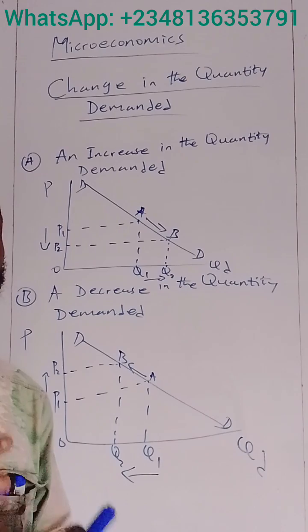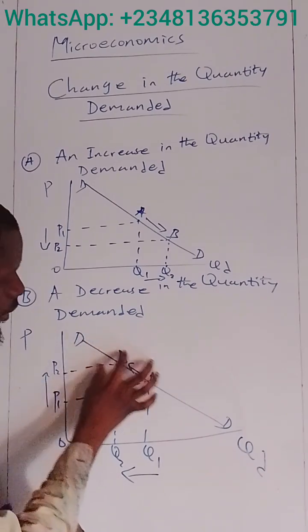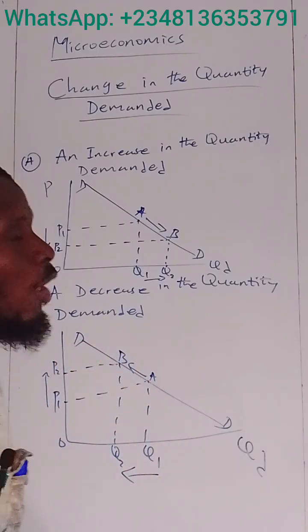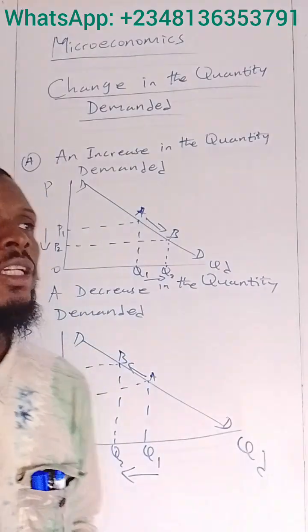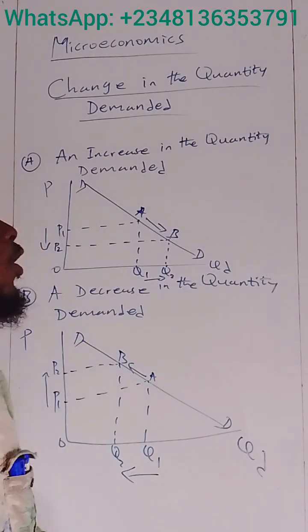a shift in the entire curve. You can see we have a single curve here. We have a movement along the same curve. In other words, change in the quantity demanded is also known as a movement along the same demand curve.